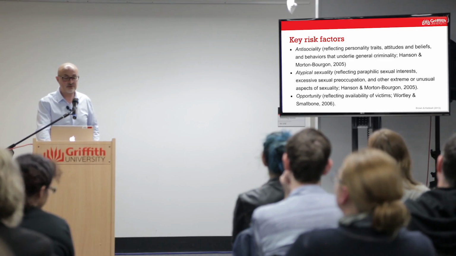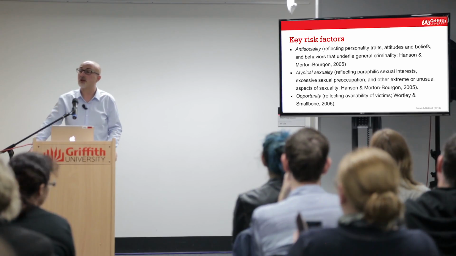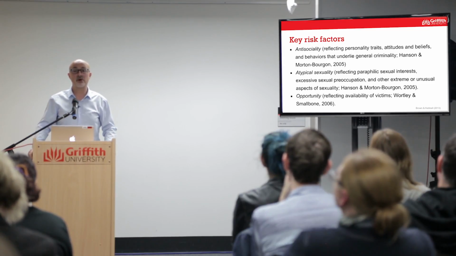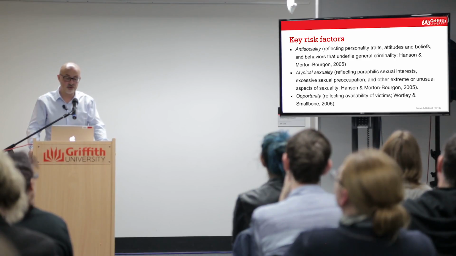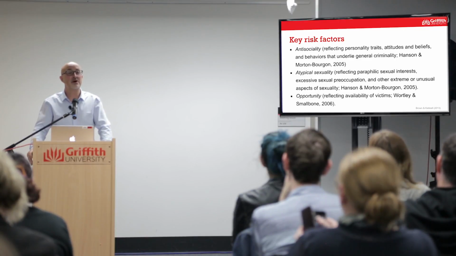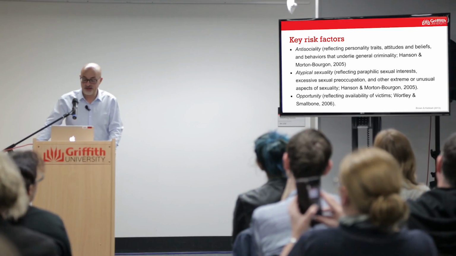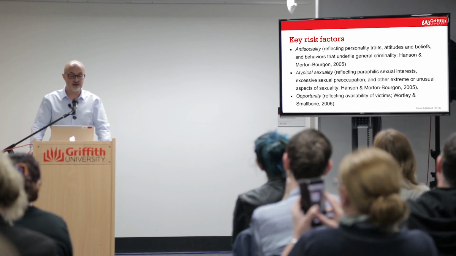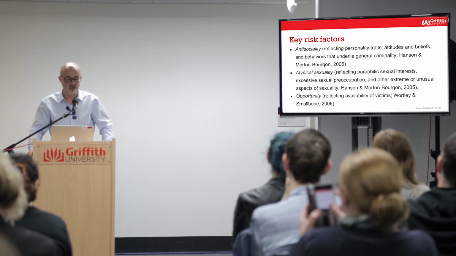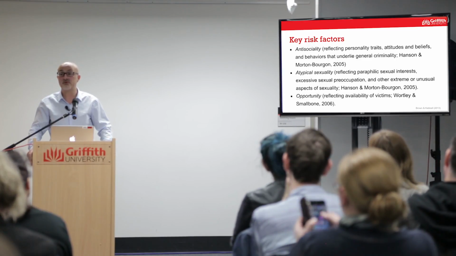So what are the key risk factors? I love simplicity, and as we get to the end, you can see there is quite a lot of simplicity in it. We'll have a bit of complex stuff in the middle, then we'll get into some more simple stuff. But if you look at key risk factors, antisociality is one of the major risk factors, and Hanson et al. have found this repeatedly. It covers personality traits, attitudes, beliefs and behaviours that underlie general criminality, preparedness to violate social rules, often associated with impulsivity as well, and lack of remorse for offences which are committed.